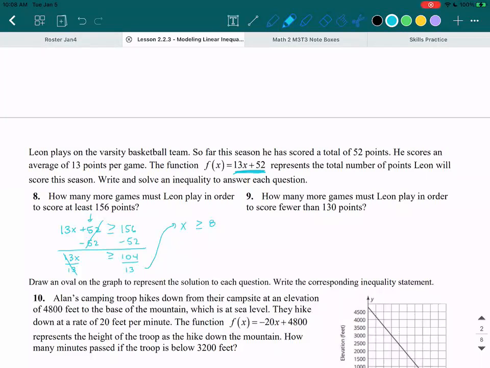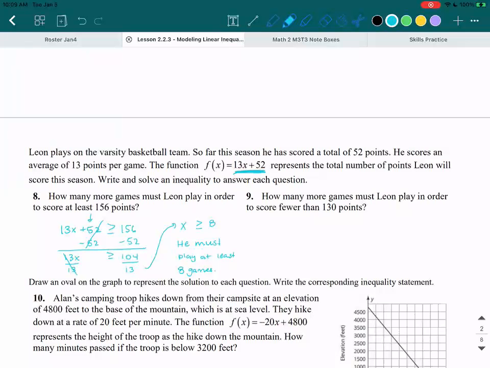So how many more games must Leon play in order to score at least 156 points? He must play at least, because remember, at least is the greater than or equal to symbol, at least 8 games. Okay, so here's our answer. He must play at least 8 games, because we wanted x to be greater than or equal to 8. I'm going to pause here and see if you guys have any questions.